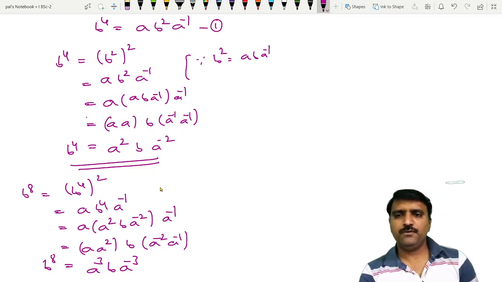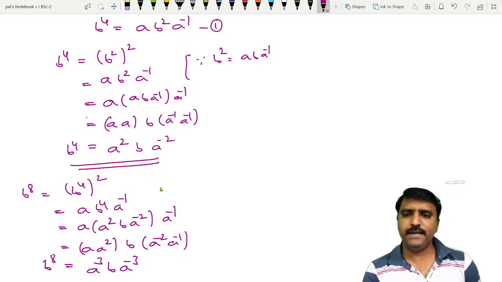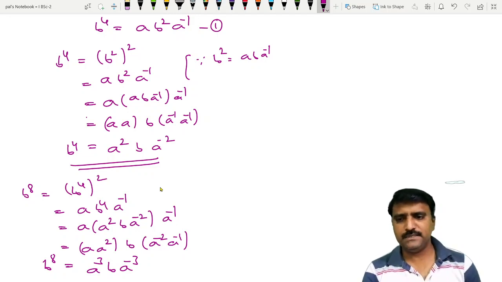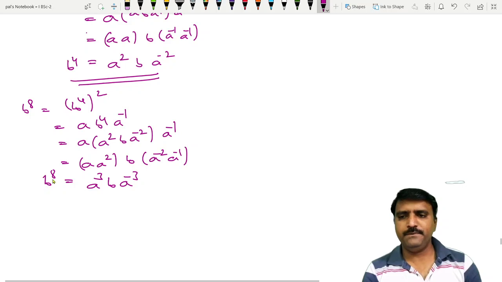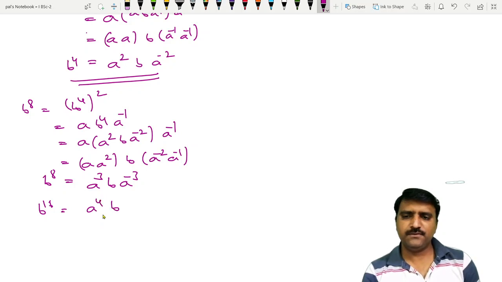B power 4 is equal to a square b a to the power of minus 2. Okay, so b power 8 is a cube b a to the power of minus 3. Similarly, if you raise its power again, b to the power of 8 whole square, that is b to the power of 16. The power of a increases by one, so b to the power of 16 is equal to a to the power of 4 b into a to the power of minus 4.